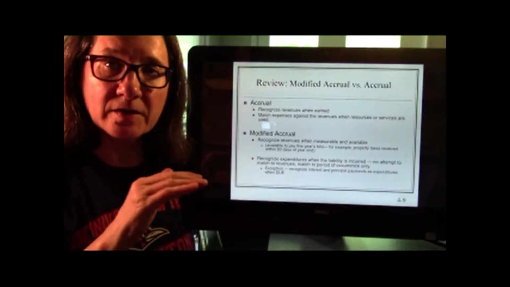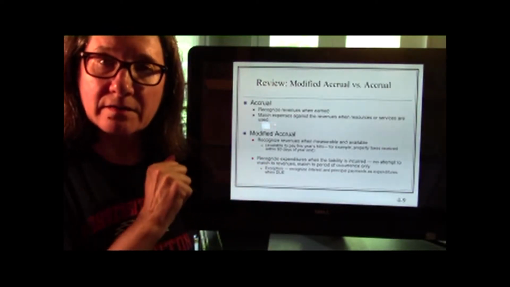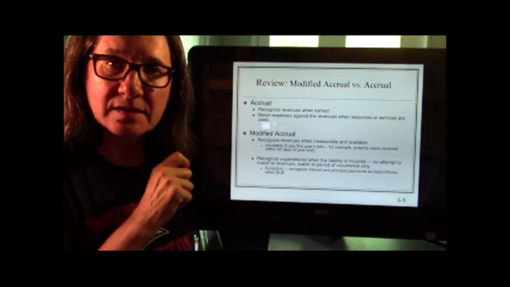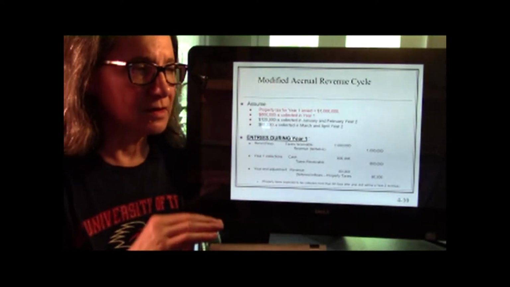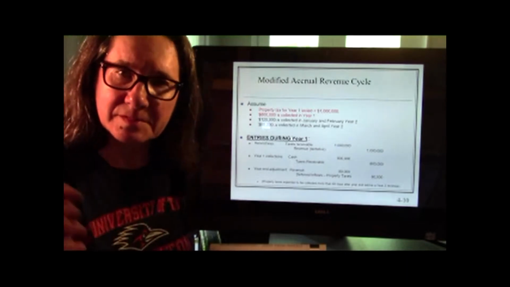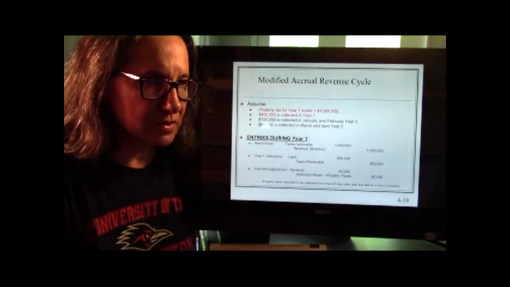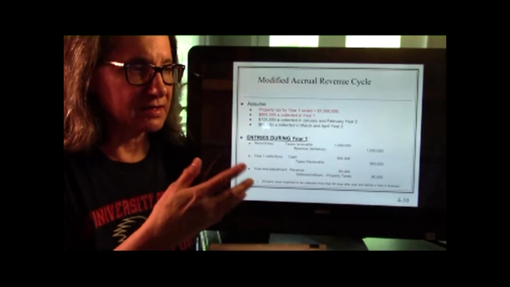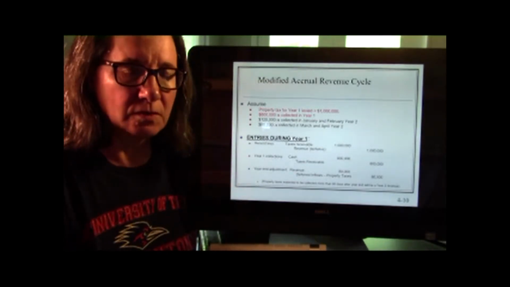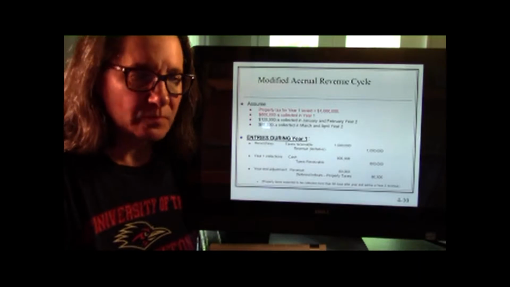All right, we are going to use what we know about modified accruals and apply it to some transactions. First we'll talk about revenues, then we'll talk about expenditures. When you're doing revenues, a lot of them come from taxes. So let's look at a tax accrual and see how that works.